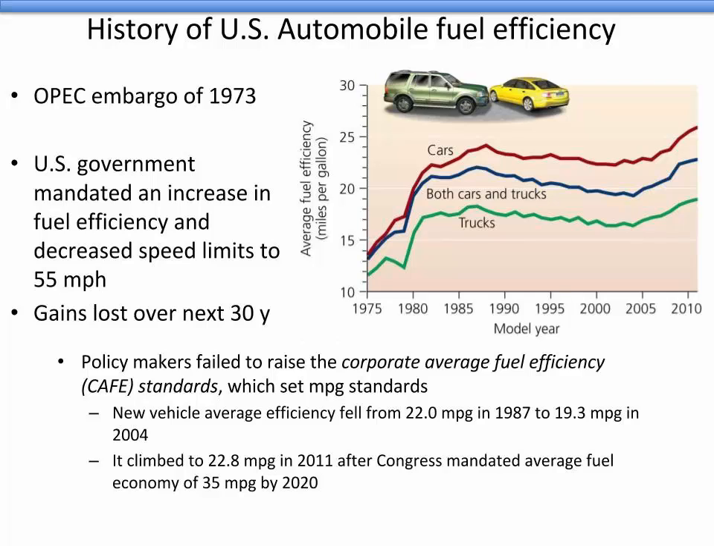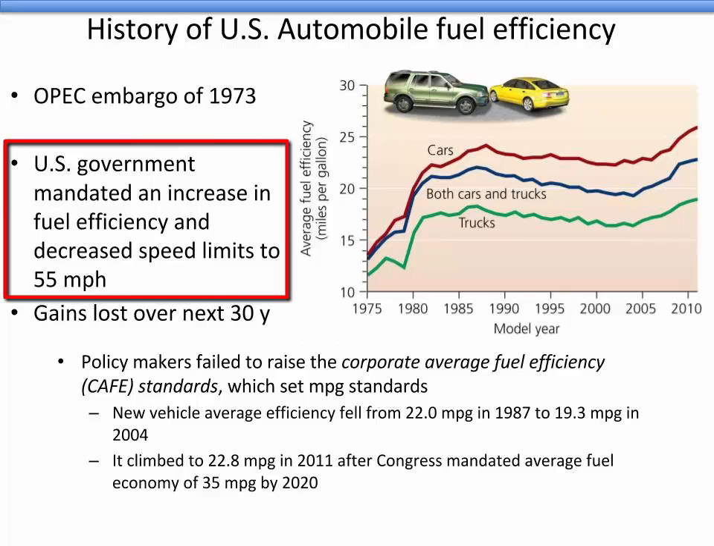In 1973, the Organization of Petroleum Exporting Countries, OPEC, stopped selling oil to the U.S. OPEC is largely run by Arab nations, and most Arab nations opposed the support the U.S. provided to Israel during the Arab-Israeli Yom Kippur War.